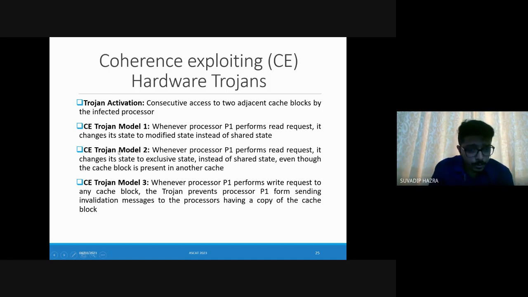For Trojan model 2, again we have considered processor P1 as an infected core, and whenever processor P1 is performing a read request, it changes state to exclusive state instead of shared state.